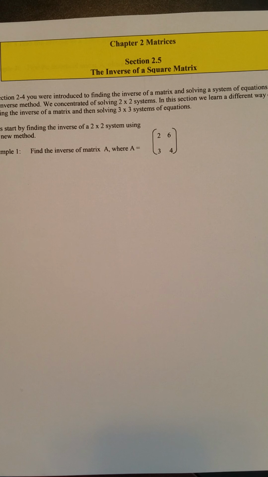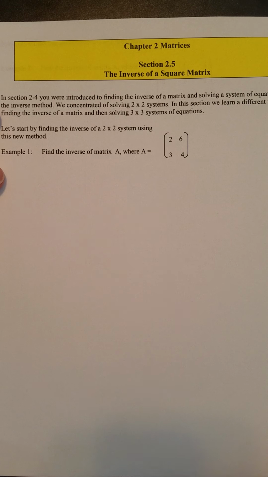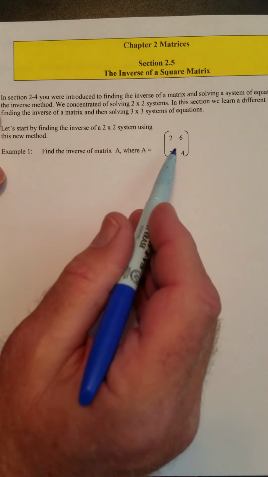So the method that you learned for finding the inverse in the previous section does not work for a 3x3. What I'm going to show you today works for a 2x2, a 3x3, and so on. And in some ways, I think it's just easier. Okay, I'm going to show you the method of finding the inverse, but I'm going to start with a 2x2.